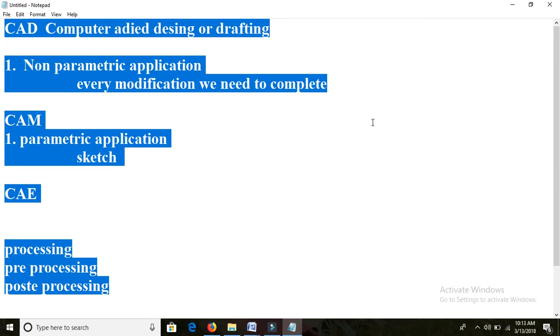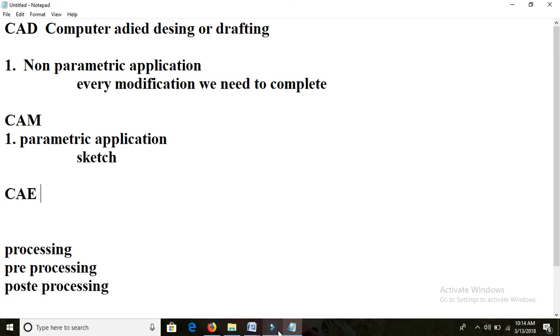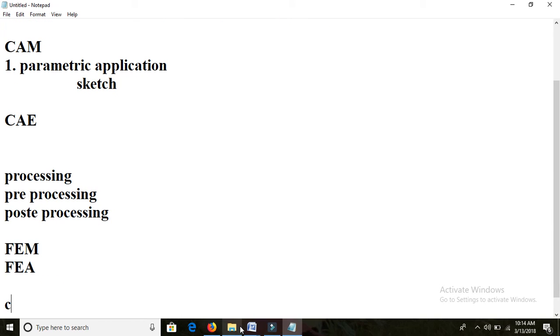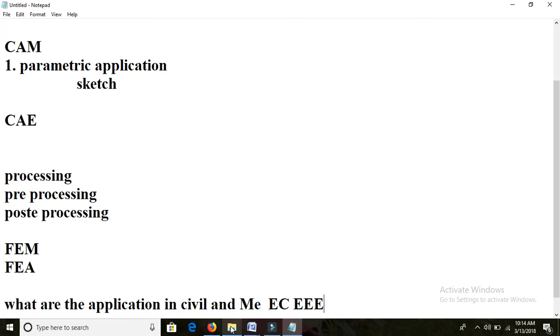So I have explained clearly about these CAD, CAM and CAE applications to you. And in the next section we are going to discuss what the applications are on the civil side, mechanical, electrical, AC and so on. I'm going to discuss which applications are there and which ones you need to learn, all in the next section.